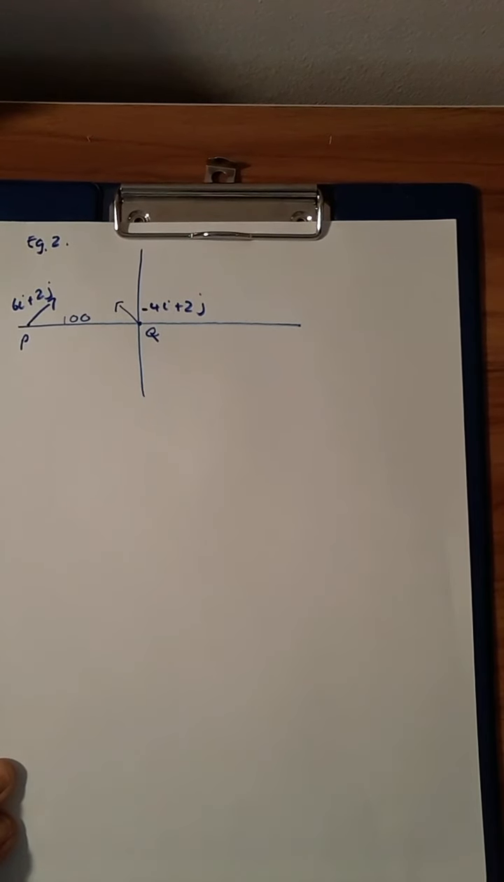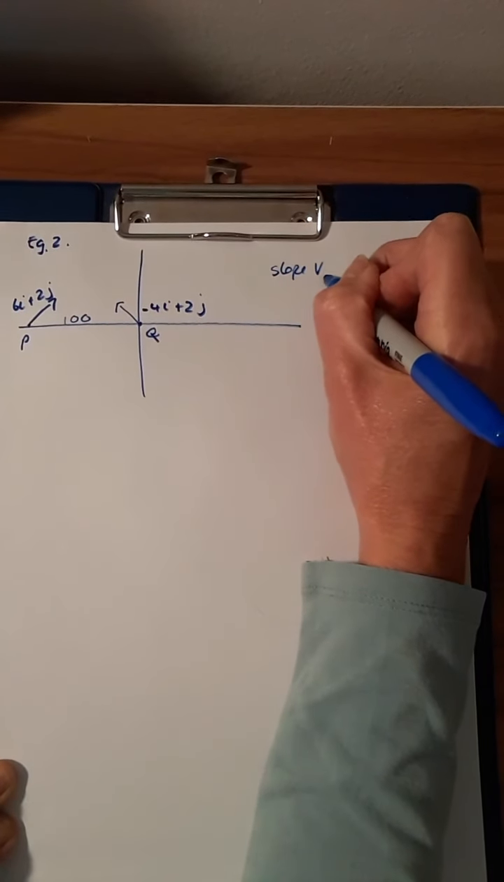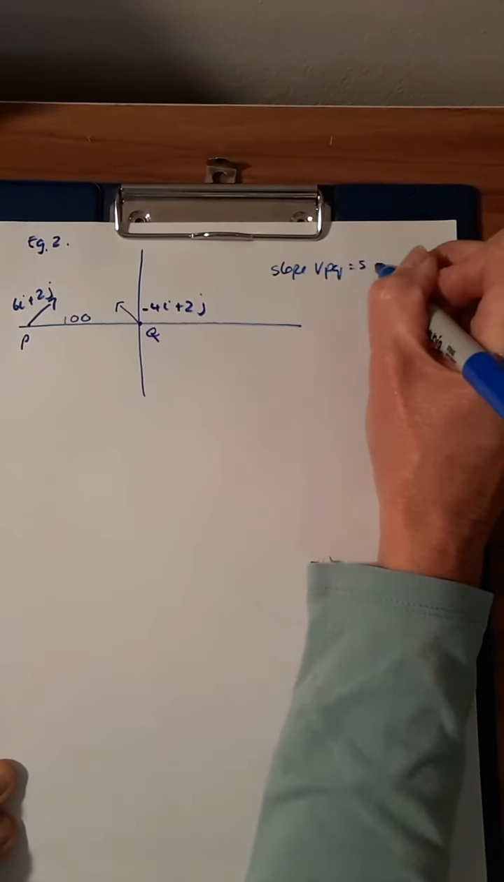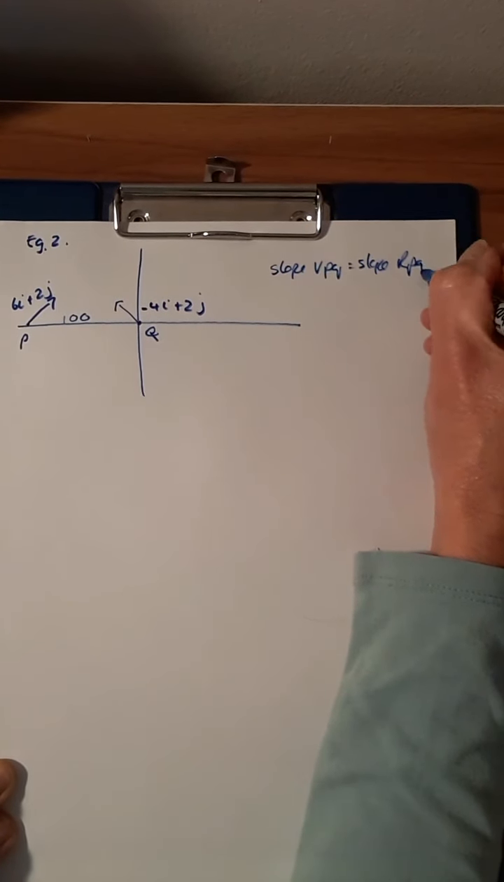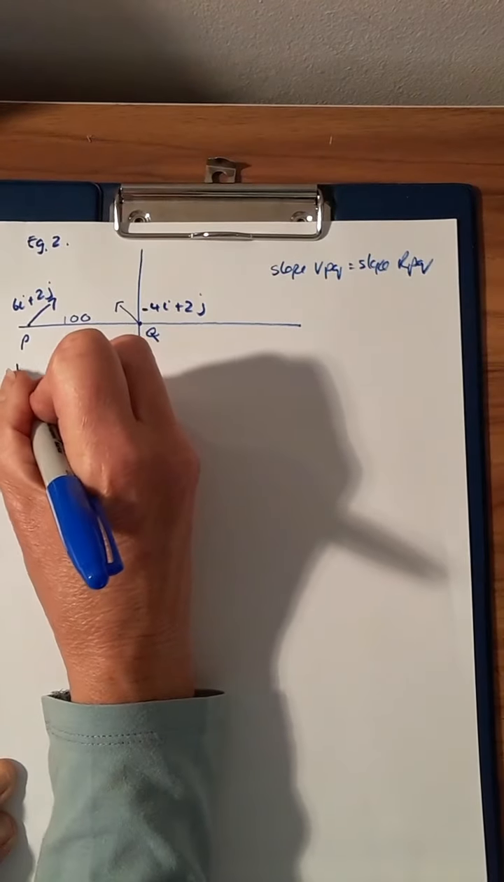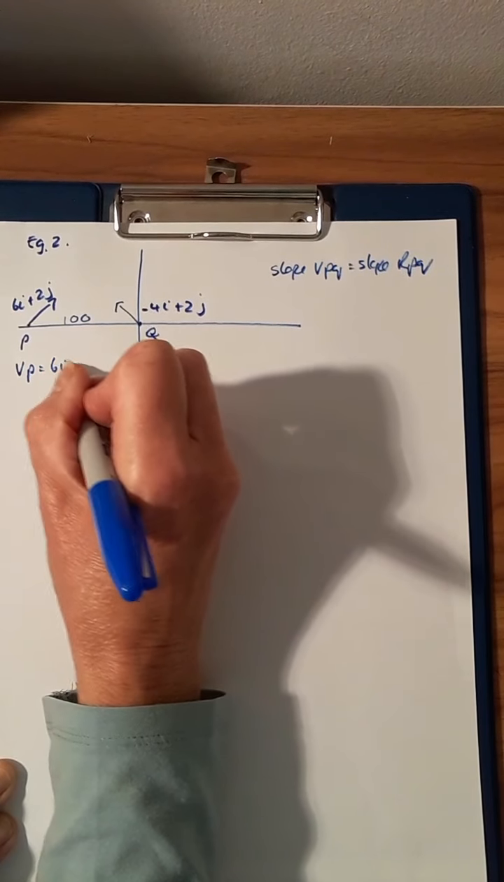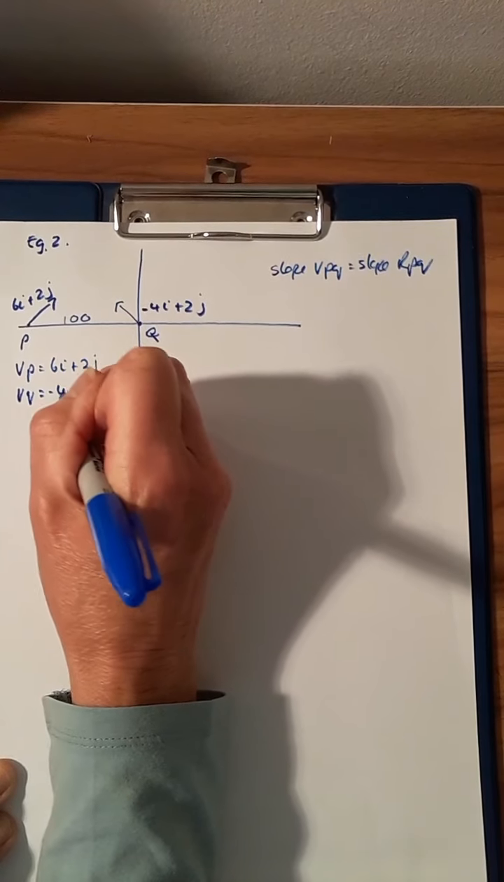Okay, so if they're on a collision course, remember the slope of the relative velocity must be equal to the slope of the relative displacement, and I'm calling the relative displacement R. So let's get all the information first of all. What's the velocity of P? Velocity of P, 6i plus 2j. Velocity of Q, minus 4i plus 2j.